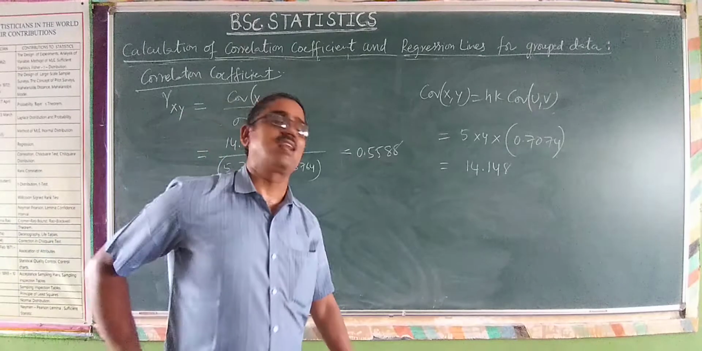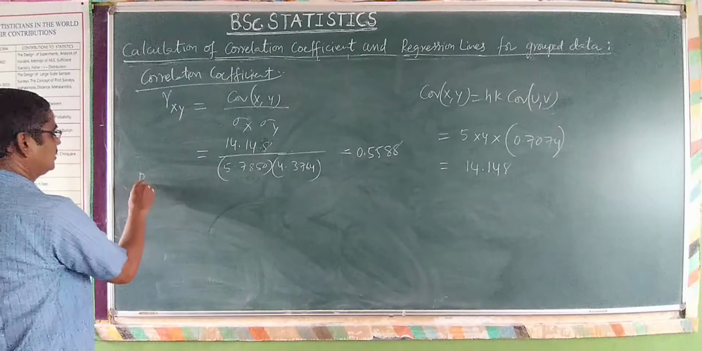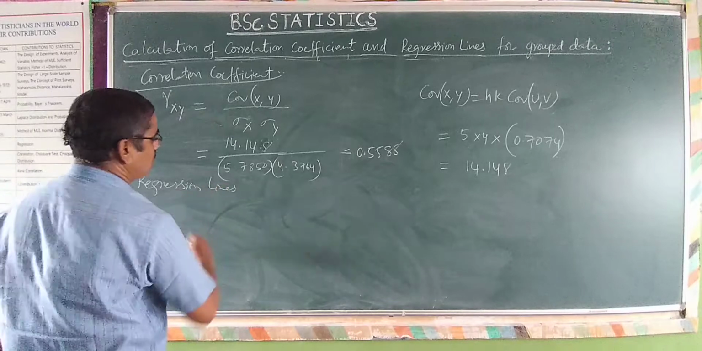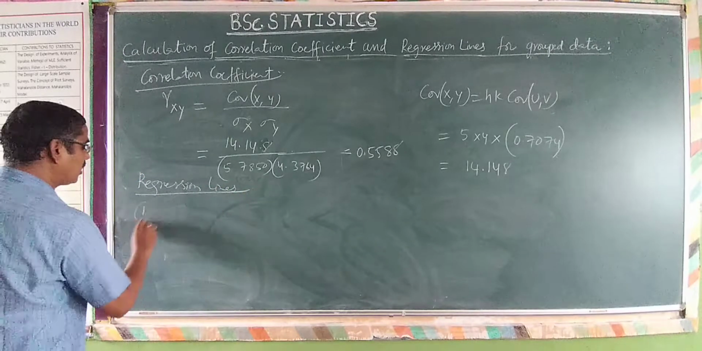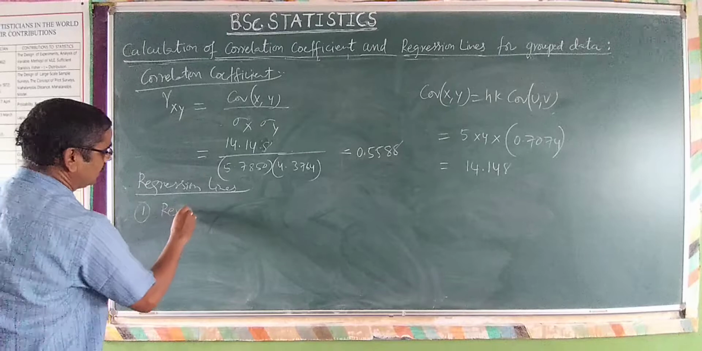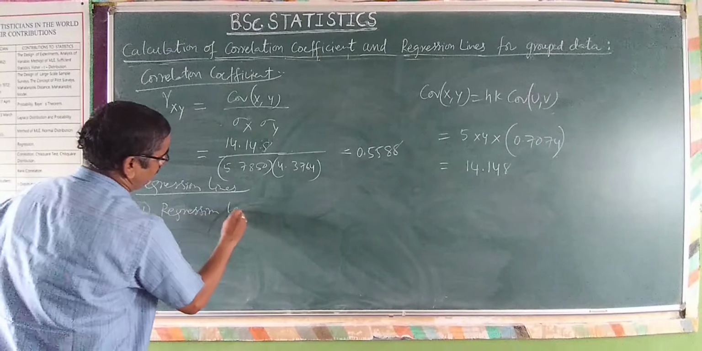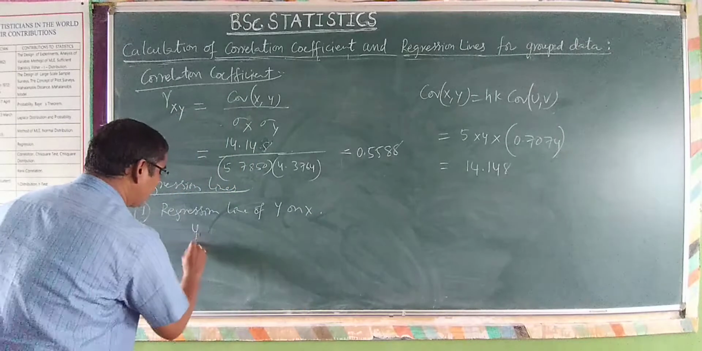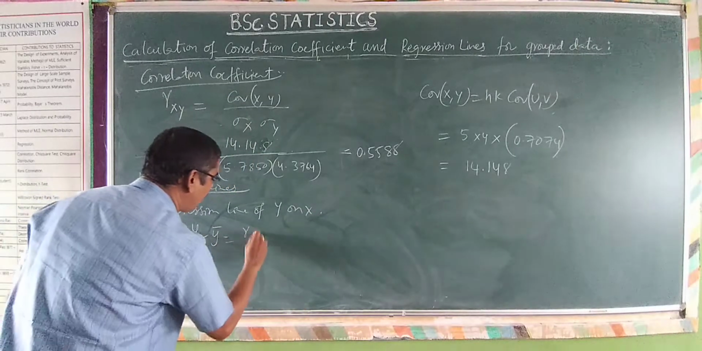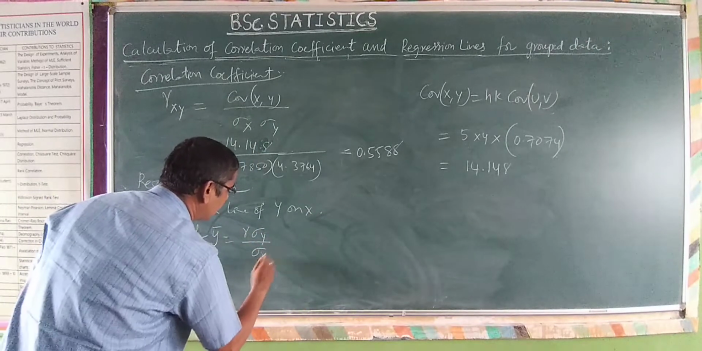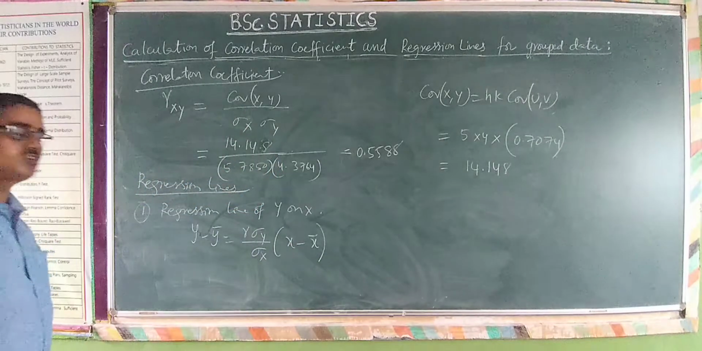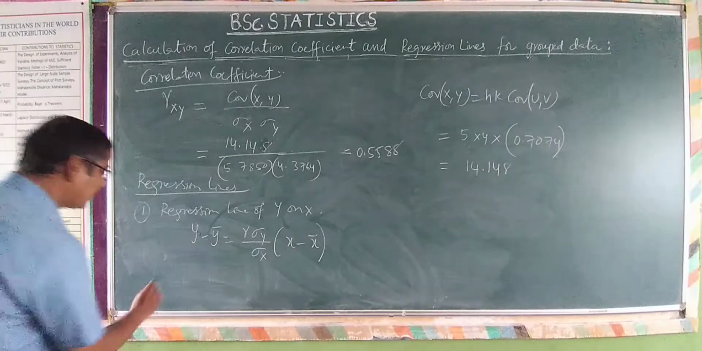So what are the regression lines? Now I calculate the regression lines. We have two regression lines. First, the regression line of y on x, which is nothing but y minus y bar is equal to r into sigma y by sigma x into x minus x bar. This is the formula of the regression lines.